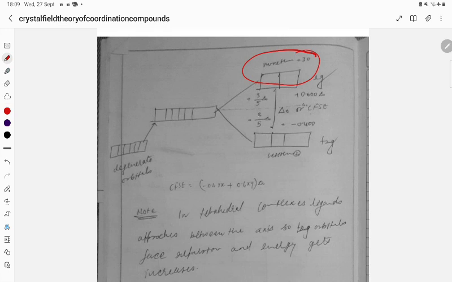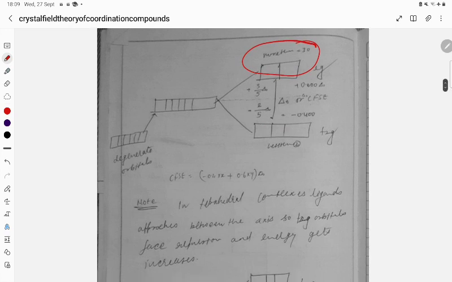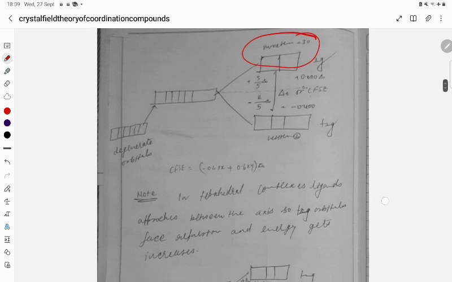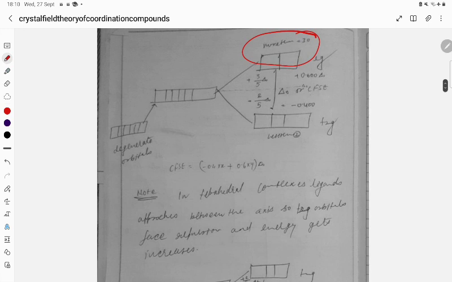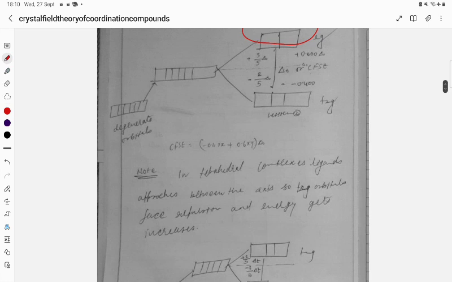How much high energy, student? Plus 3 by 5. How much energy less, student? Minus 2 by 5. So you can write this as plus 0.6 delta naught and minus 0.4 delta naught. This is the concept.